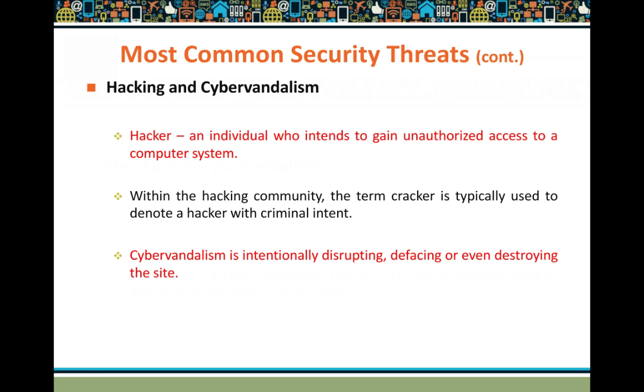If the ethical hacker is able to penetrate into the system, it means that your security system is weak. So that is ethical hacking, with no criminal motive behind it.